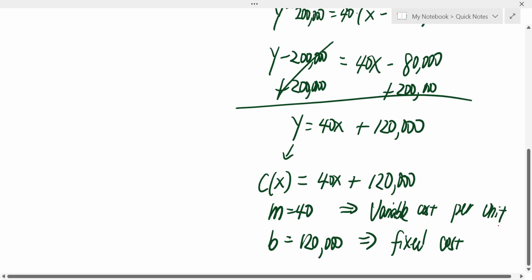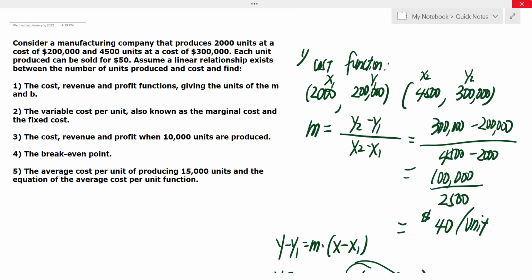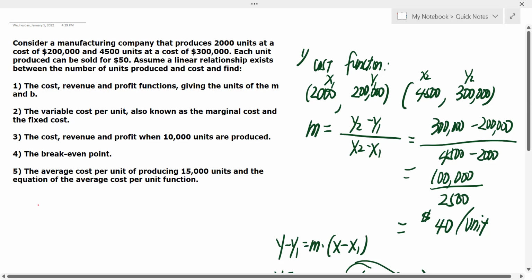So we take out the cost function. The cost function is equal to that. And let's go back and look at the revenue function. So the second part is the revenue function, R of x. Each unit produced is sold for $50. So 50 times x. That will be the revenue function.